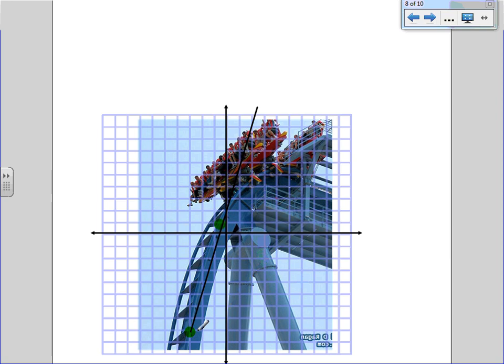Last one I'm going to leave for you. This is the Griffin at Busch Gardens in Virginia. And looking like one of my points is, I don't even know what that looks like. Let's go with this right here. We'll call that 0 comma 2. We'll call this one negative 1, 2, 3, 1, 2, 3, 4, 5, 6, 7, 8. Negative 3, negative 8.